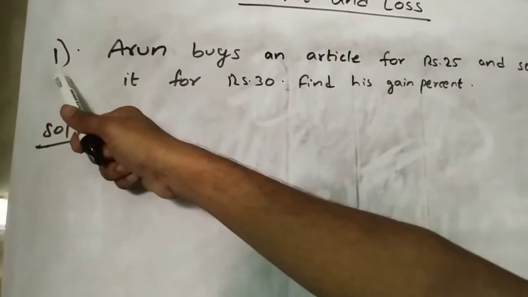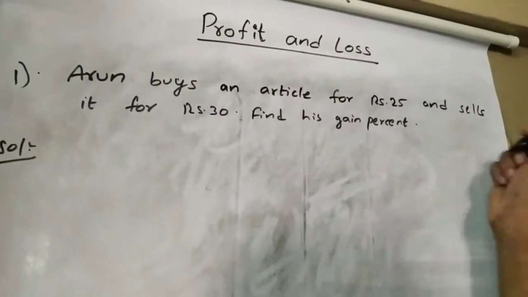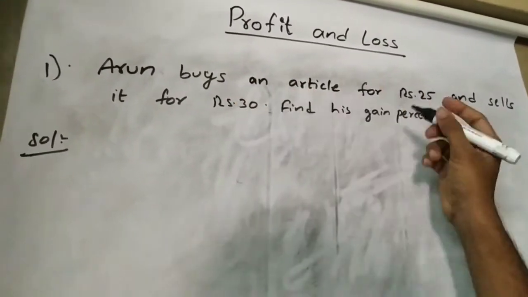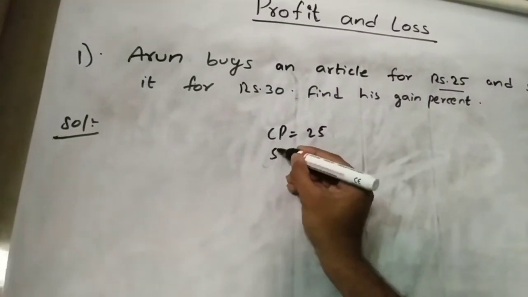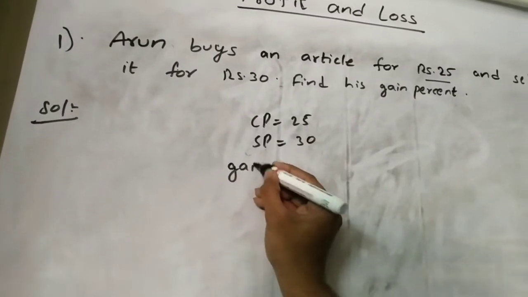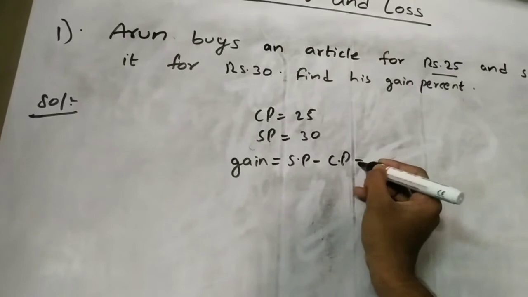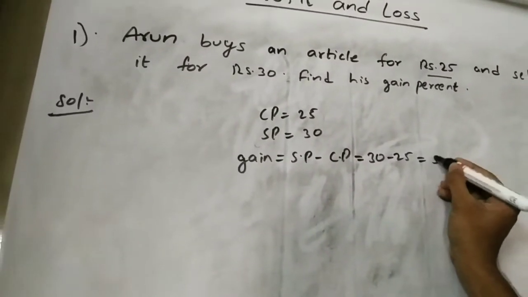So here in this first question, it is given as Arun buys an article for rupees 25 and sells it for rupees 30. Find his gain percent. So the cost price of an article is 25 and selling price SP is equal to rupees 30. We know that gain is equal to selling price minus cost price. That is equal to 30 minus 25, that is equal to 5.